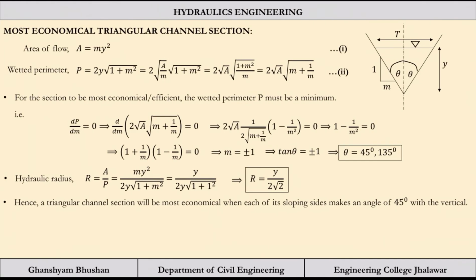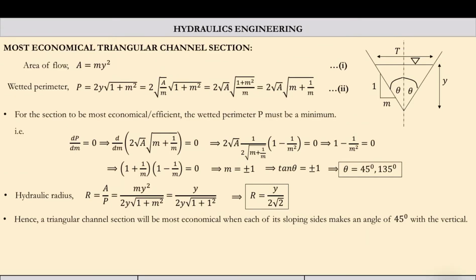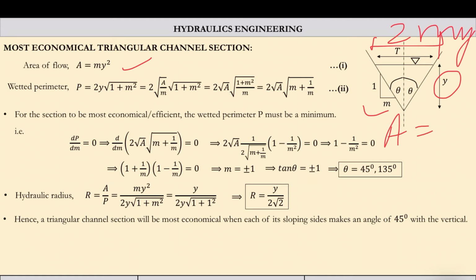Now the most economical triangular channel section. Again, same process we have to do. We are going to calculate the area of flow, that will be half into base into depth y. If the side slope is 1:m, the top width will be 2 times my. So area is half into y into 2my. Half and 2 will cancel out, so my square will be there. Perimeter is this distance and this distance, so 2 times y under root 1 plus m square.